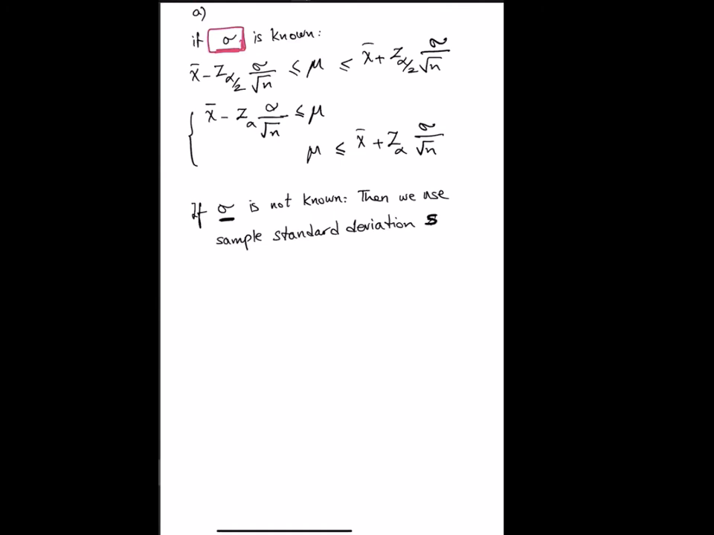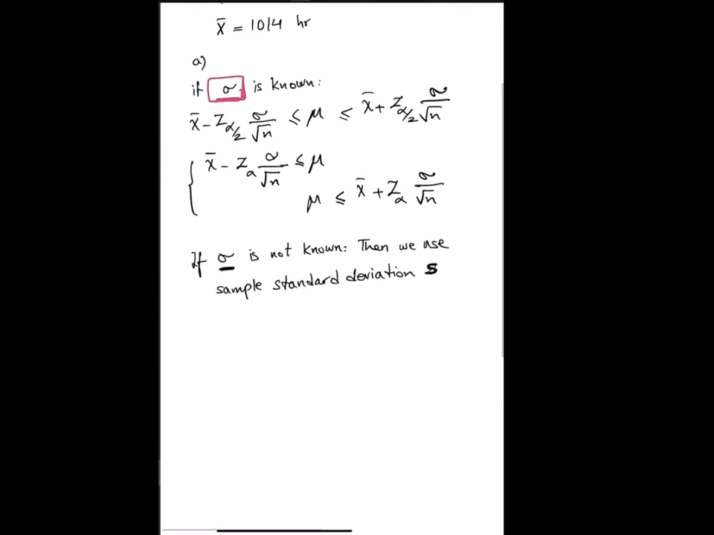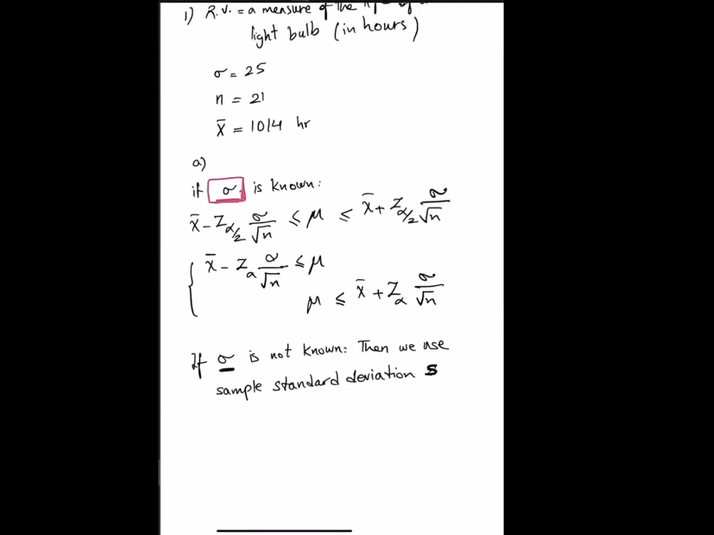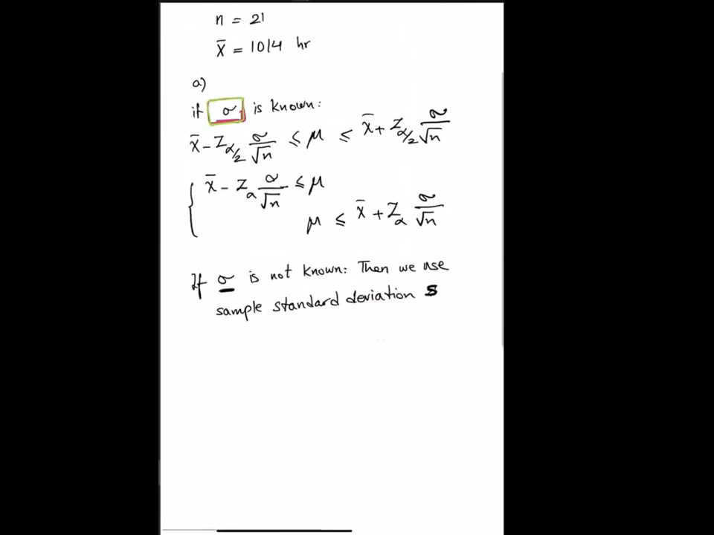If sigma, which is the standard deviation of the population, as if I had access to all the light bulbs in the world, all the light bulbs that actually have the same brand and same type that I'm looking at, then I could say that I know the standard deviation of the population. That would be sigma. But if that's not the case, I don't know the standard deviation of the population. So the best I can do is to take a sample and look at the standard deviation of the sample, which I'm going to show with the notation lower s.